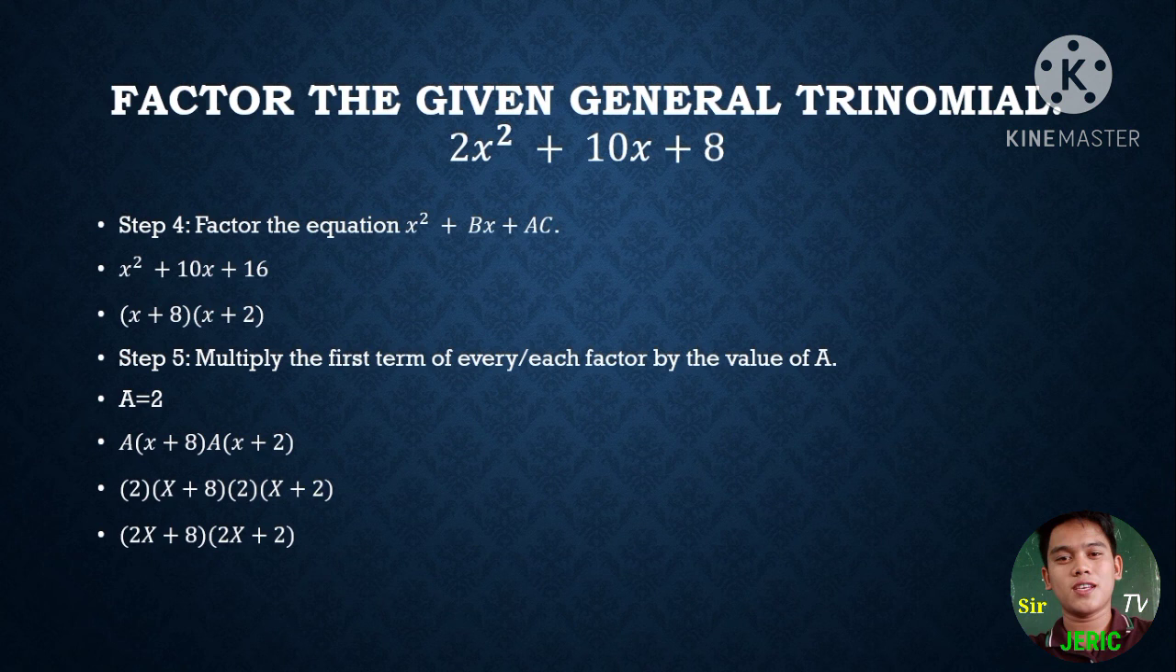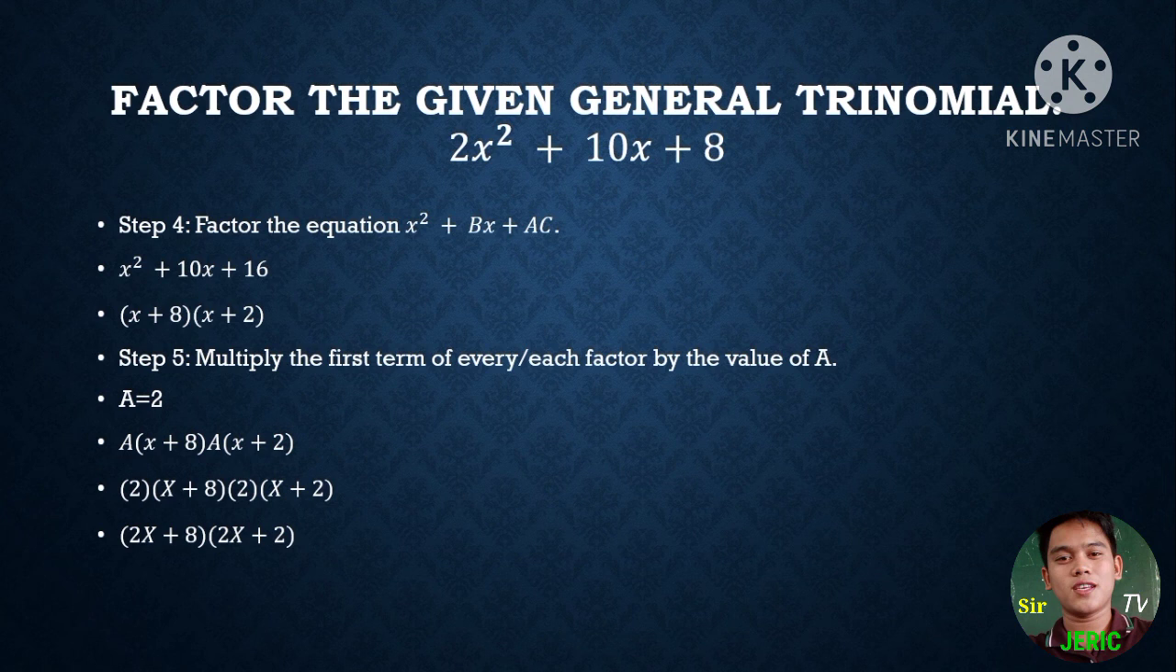And our step 5 is to multiply the first term of every factor by the value of a. So if our a is equal to 2, let us multiply the first terms of our factors. Since the first term in the first factor is x, and the first term in our second factor is x, multiply it by a. Nakikita nyo na na-replace natin yung a into 2. So mangyayari, multiply natin, magiging 2x plus 8.